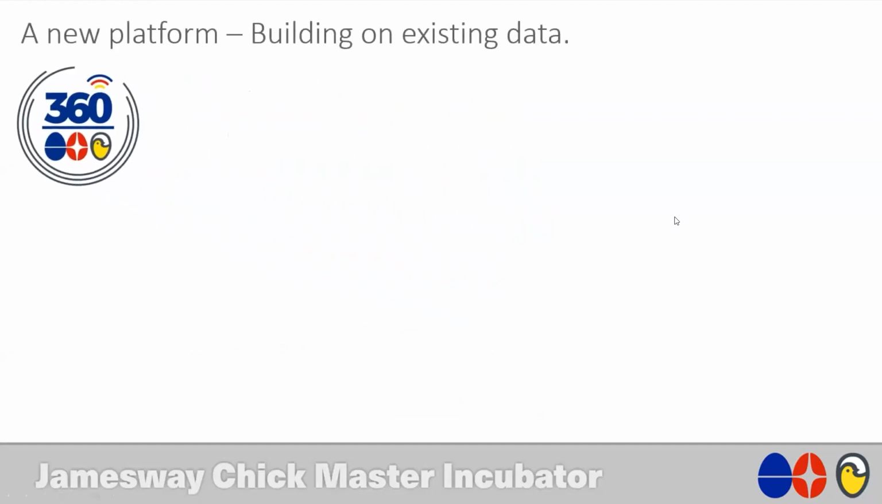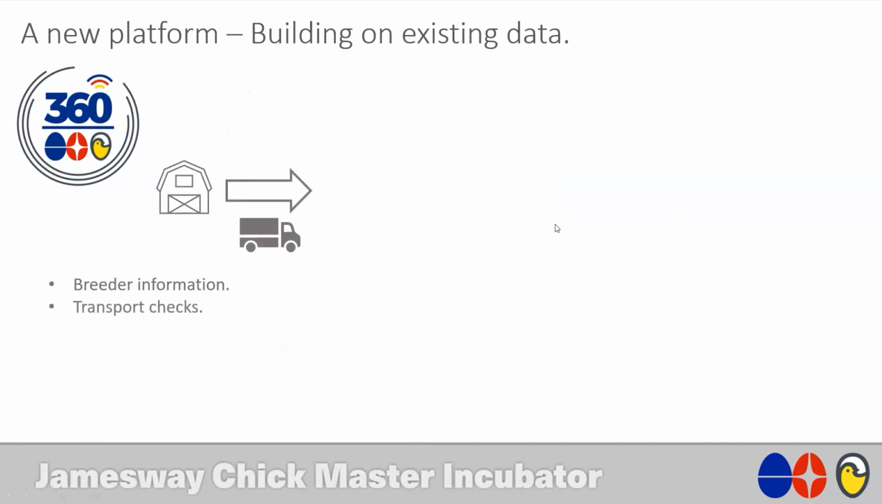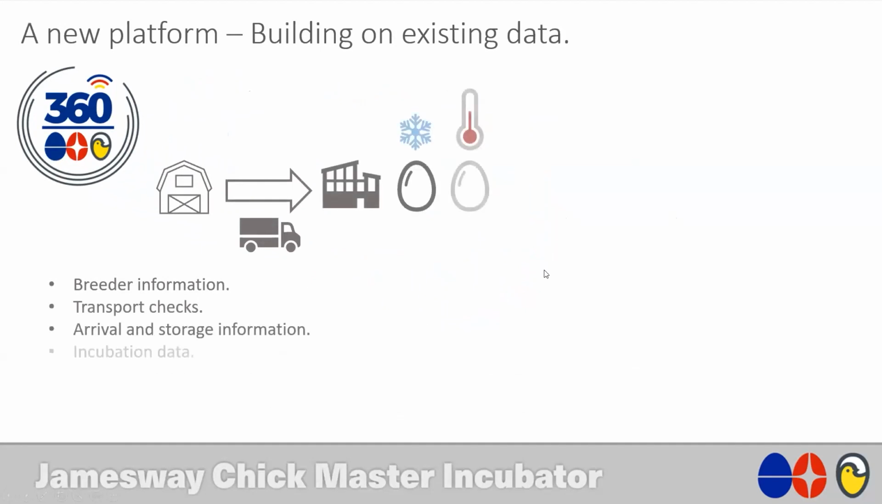So as we go through the journey of an egg through one of the facilities, obviously, as Henry's already outlined, there's a multitude of different information that you can collect, all the way from your breeder information, your transport checks, your arrival and duration within egg storage and your egg package. And then you've got your core incubation data, which is where the chicks spend a significant portion of their life prior to going off to the farms.